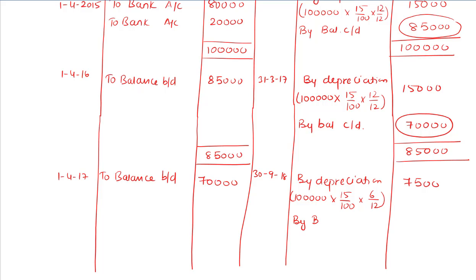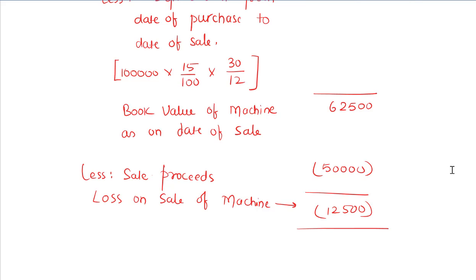On the same date we have sold this machinery, by bank, sale of machinery. We have sold the machinery for 50,000 rupees, so we will record this. When we sold the machinery at 50,000 rupees, the book value of the machinery was 62,500 rupees. We sold it for 50,000.